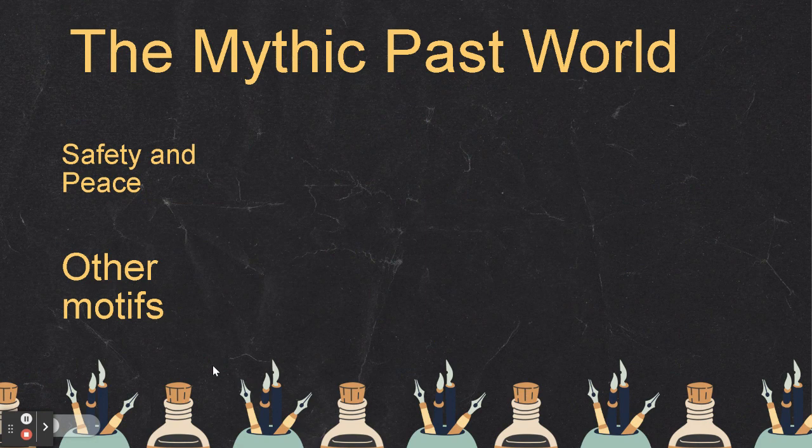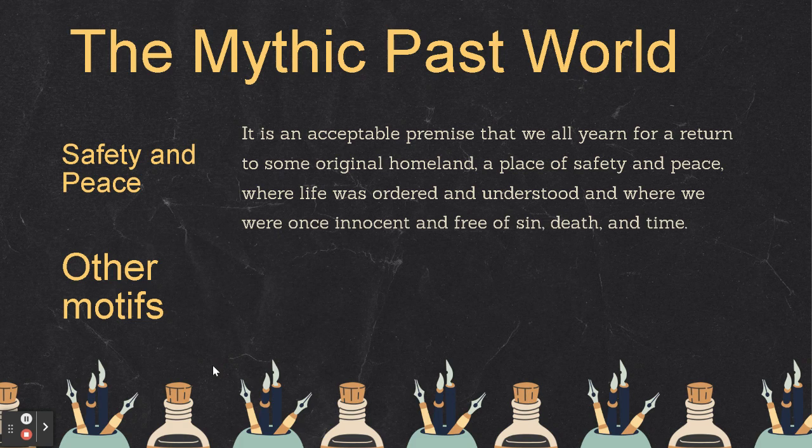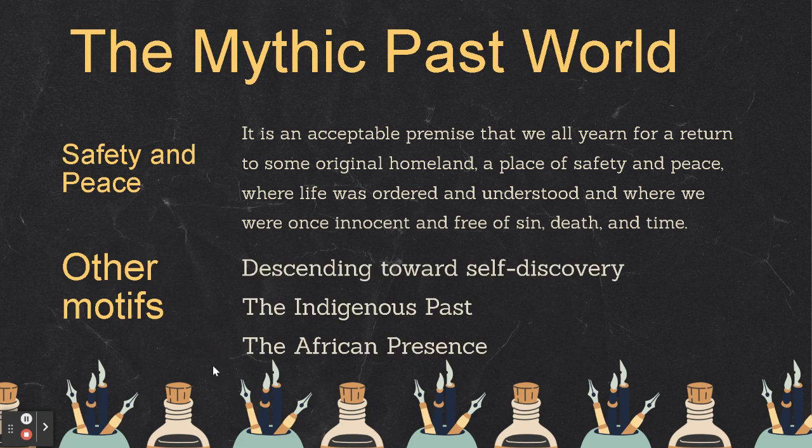The mythic past world, there's safety and peace, and then there's some other motifs. For safety and peace, it is an acceptable premise that we all yearn for a return to some original homeland, a place of safety and peace, where life was ordered and understood, and where we were once innocent and free of sin, death, and time. What we will also see, other motifs, is our descending towards self-discovery, the indigenous past, and the African presence.